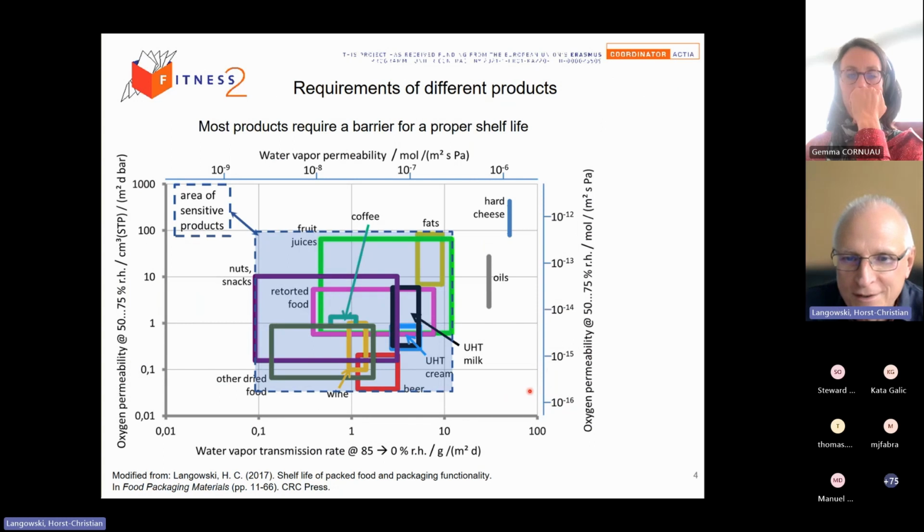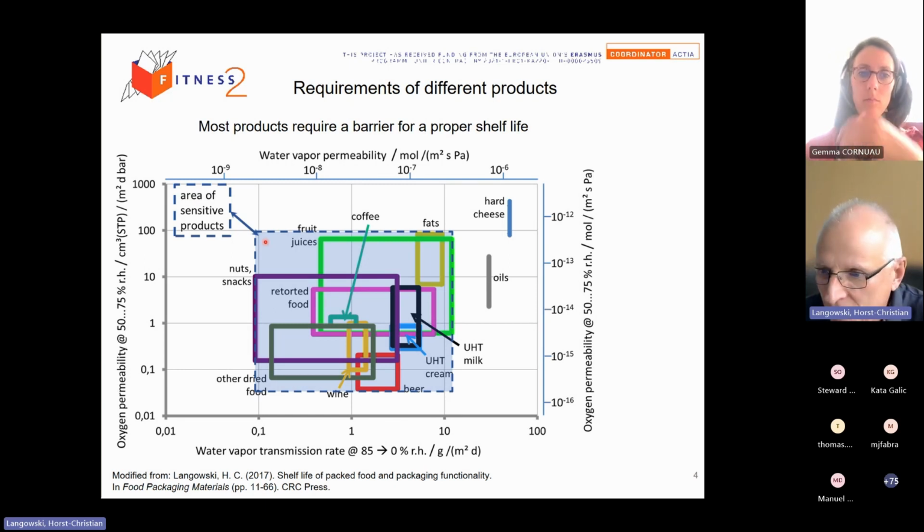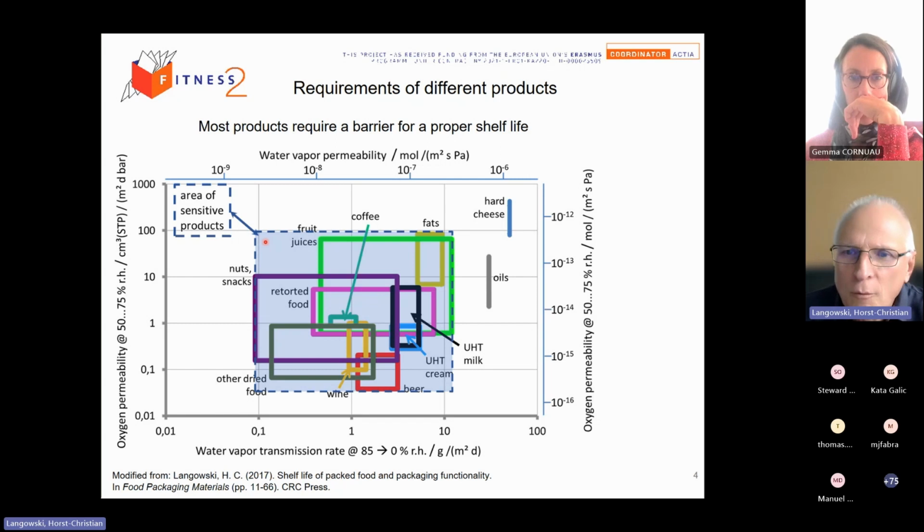So just to talk about the areas of products we are talking about. This is a simple presentation on which kind of barrier is needed for which kind of food, and this deals with the sensitive foods. So this is the water vapor transmission rate, this is the oxygen permeability, and this shows that we have a relatively large area of sensitive foods which need a high barrier, and we have not so many foods that need no barrier at all or only a low barrier.